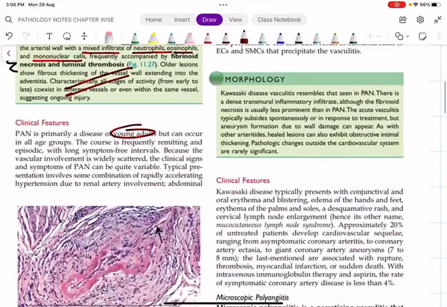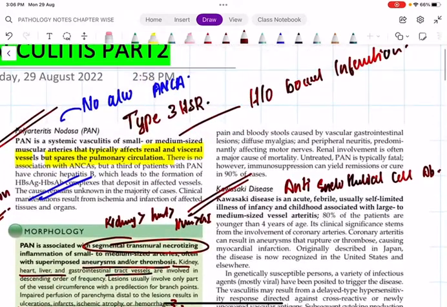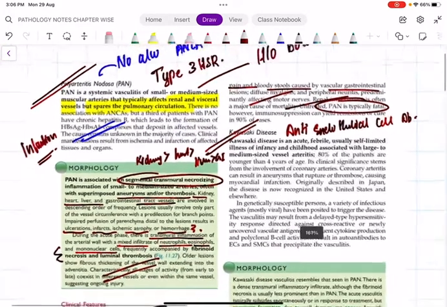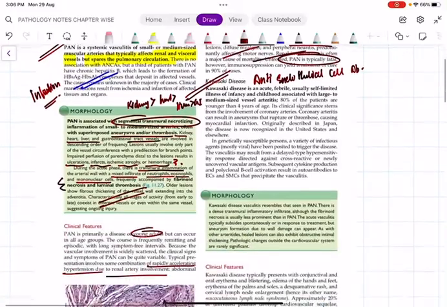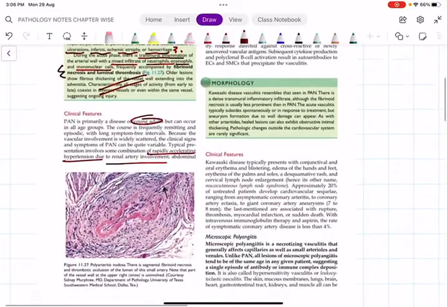The typical presentation will be rapidly accelerating hypertension due to renal artery involvement. Then there will be abdominal pain, bloody stools caused by vascular GI lesions, and peripheral neuritis. Remember, the most important cause of mortality is renal artery involvement. So PAN is typically fatal when untreated. So these are the important points you have to remember in case of polyarteritis nodosa.